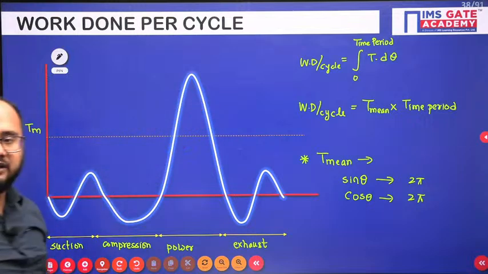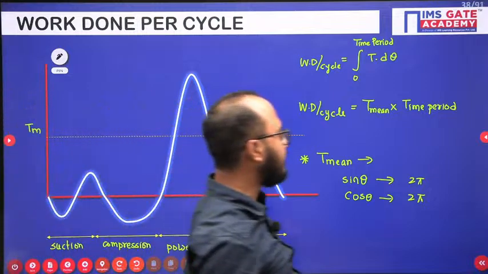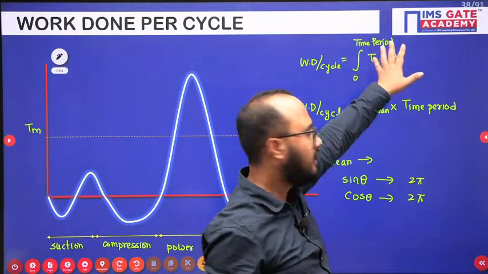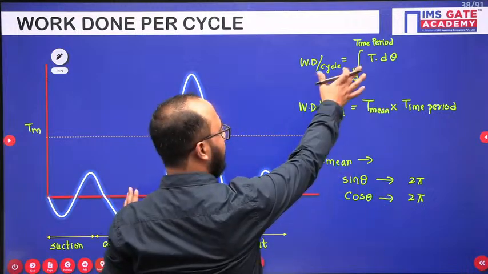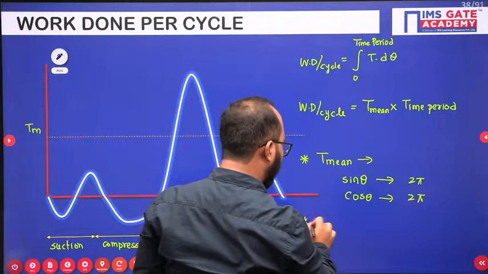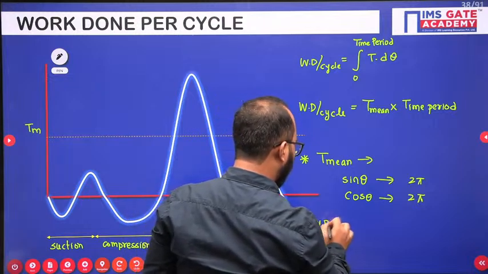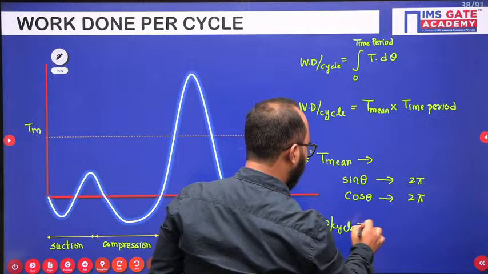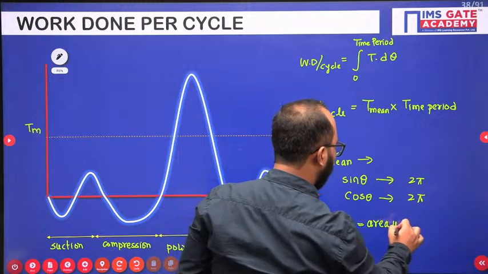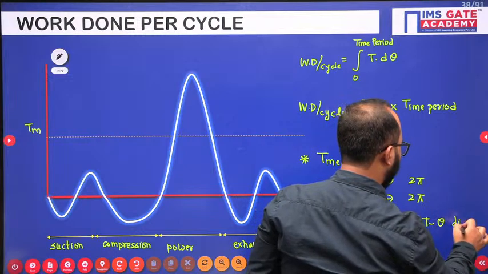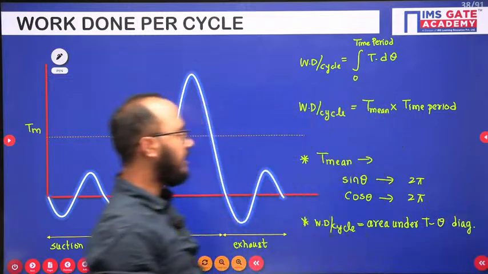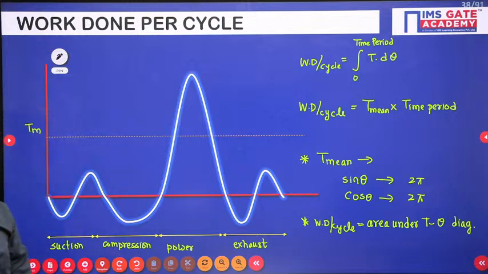And in most questions, if they are asking for mean torque, first you will calculate work done from this, then equate with this, and then you will get the mean torque. And sometimes the torque expression is not given, so what you will do is, for work done per cycle, you will write the area under the T theta diagram. Okay, area under the T theta diagram is the work done per cycle. Correct everyone? So just note down this part.